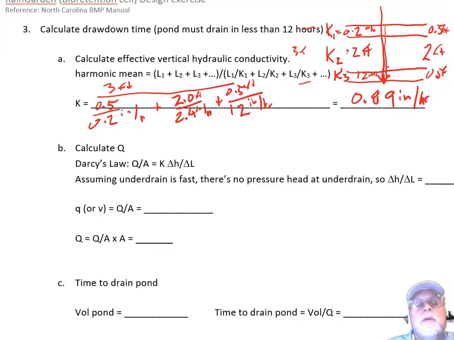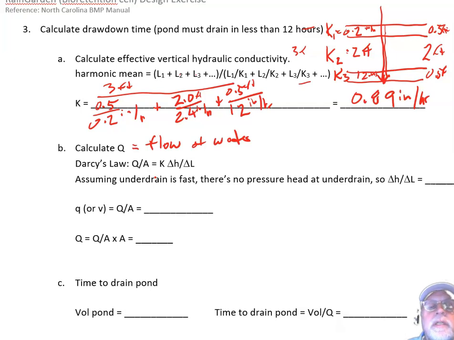All right, so let's calculate Q. This Q is the flow. So we have the Q of the SCS method, which is really not a flow, it's inches of runoff. So we'll use Darcy's law. Darcy's law, the little q or v, whatever we want to call it, different references call it different things, because the flow over the area is K times dH/dL, or the change in head with the distance.